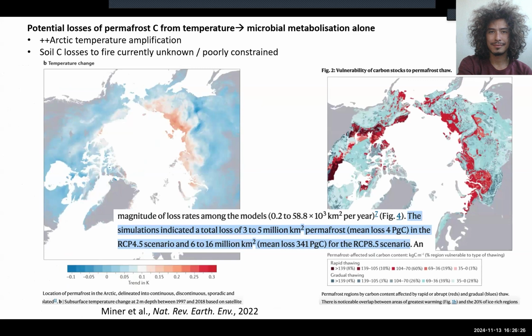And primarily we think of temperature and carbon loss with respect to soils as something to do with microbial metabolization alone, so just oxidation based on essentially the microbial ecology that exists there. But the losses of carbon to fire are currently unknown or poorly constrained. There are estimates for the last few years, but otherwise for selected regions, but we have no global understanding of it really.